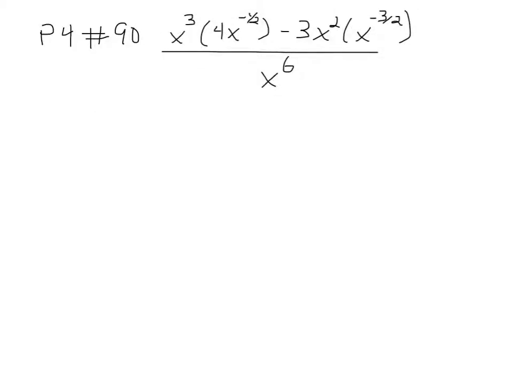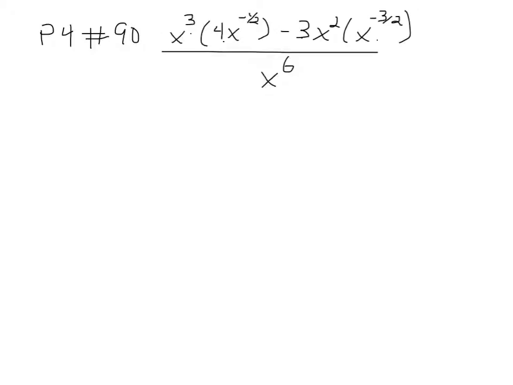P4 number 90. This thing has a lot of x's everywhere. The nice thing is that we have a bunch of multiplications and we don't have any addition or subtraction happening inside of the multiplications. So what we can do is we can multiply our x cubed times our 4x to the negative 1/2 and our 3x squared into our x to the negative 3/2, and then use the fact that we can add exponents to simplify our life a little bit on the top.